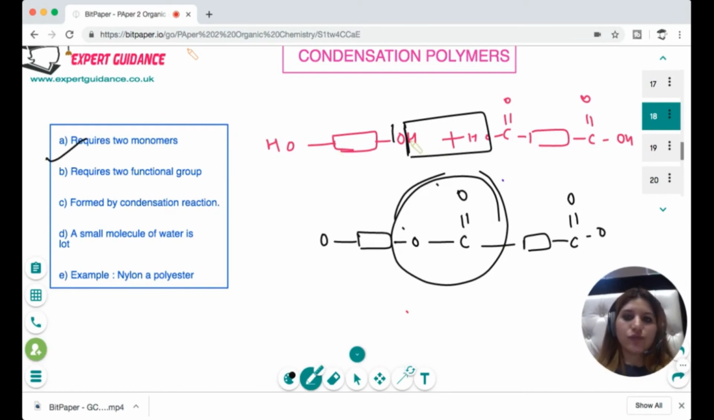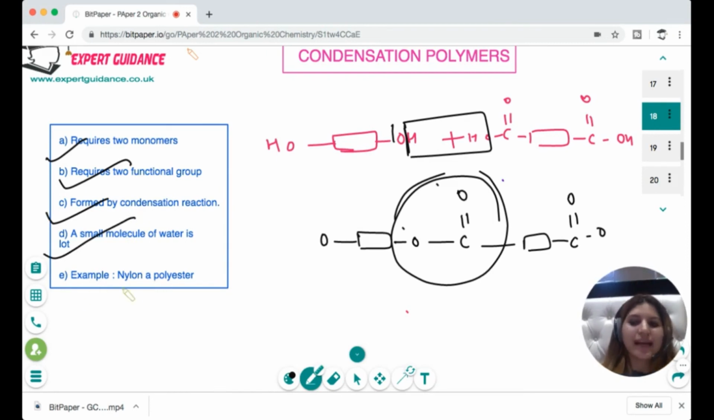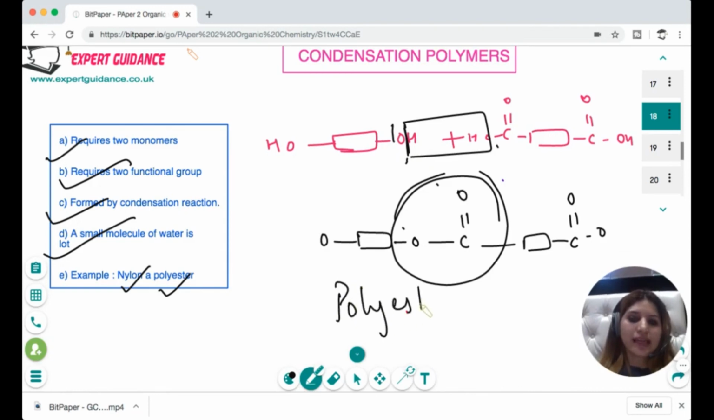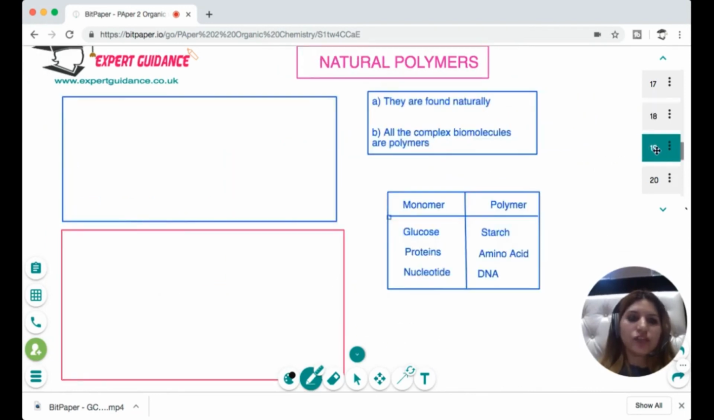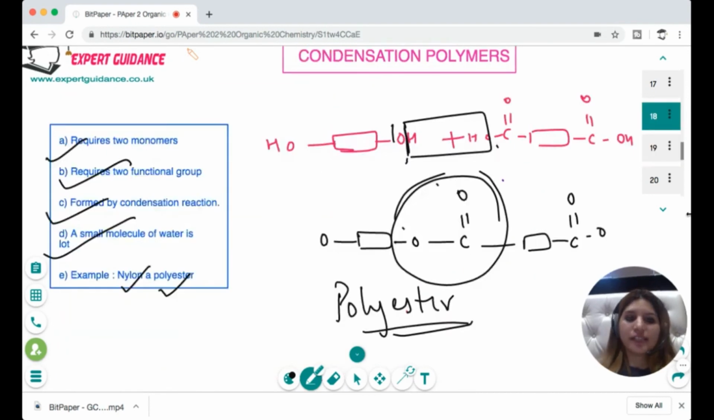So you can see that this is the new bond that is formed by a condensation reaction. So we have 2 functional groups facing each other. We have removed a molecule of water. A small molecule like water is lost. Examples are nylon or polyester. This one is between alcohol and carboxylic acid, so this is a polyester. An example is nylon. Okay, so this is the difference between addition and condensation polymers.